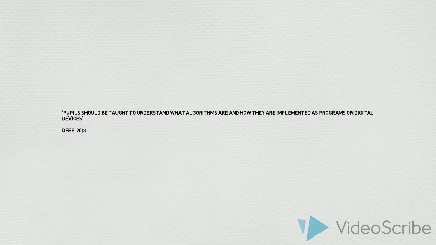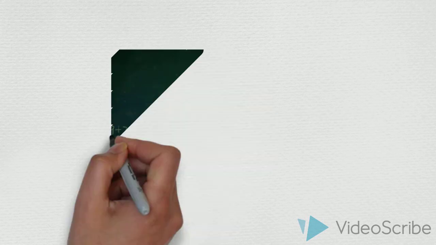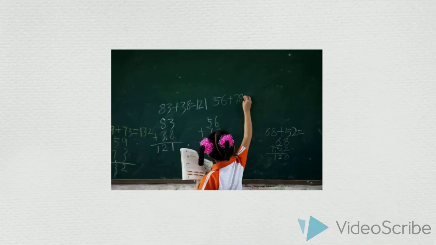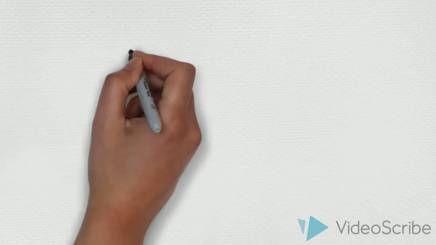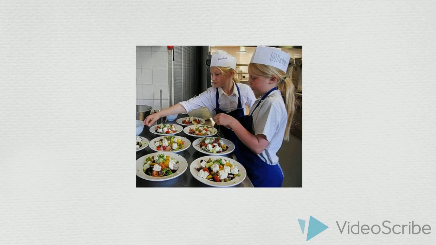Berry's precise definition of an algorithm provides a clear insight as to how they are used within other learning areas. For example, children use algorithms in maths when calculating number, in PE in order to follow a dance or gymnastics sequence, and in design and technology when following a cooking recipe.